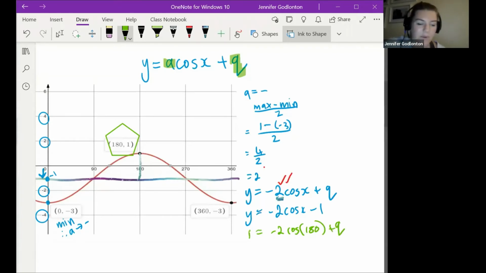y is equal to 1 and x is equal to 180. I'm just using that point over there, so I'm just going to chuck that into my calculator. So -2 times cos of 180, and I'm going to get a 2. So 1 is equal to +2 plus q. I'm going to move that 2 over, and I'm going to see 1 minus 2, which is -1.